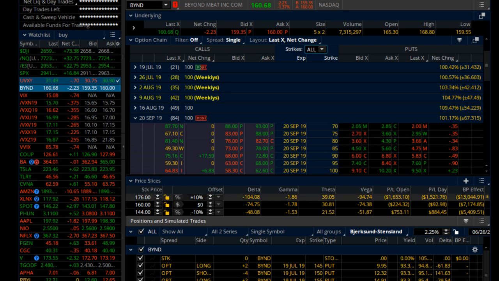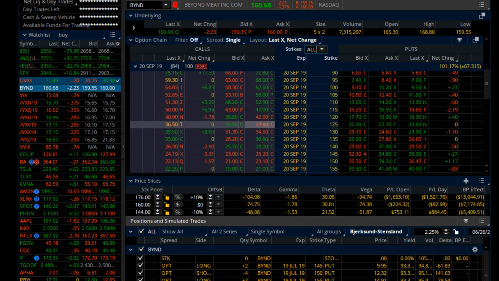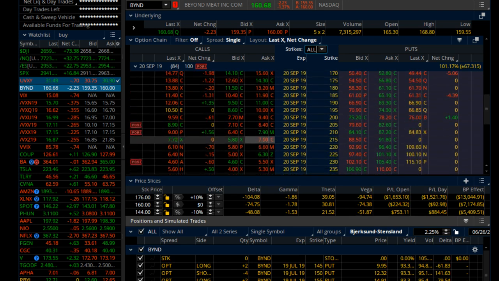Conversely, if this goes way down, I could buy back in some of these 205 calls, 210 calls. I could buy those back in, or I could roll the calls down. Instead of being short the 230 call, I could buy that 230 call back and sell like a 180 call against it. Something like that to collect more money.